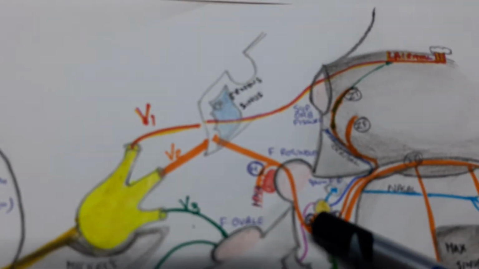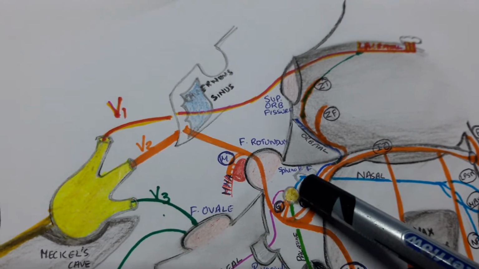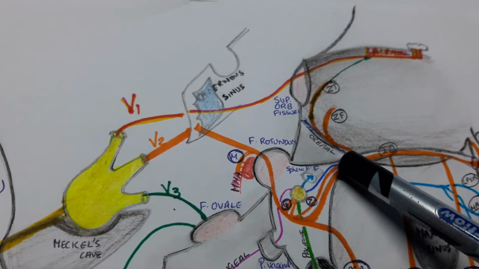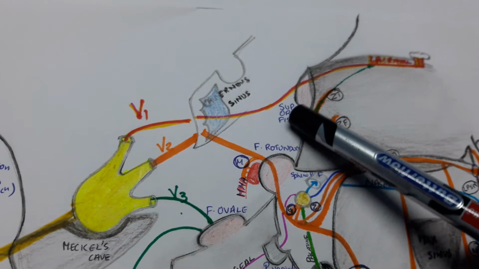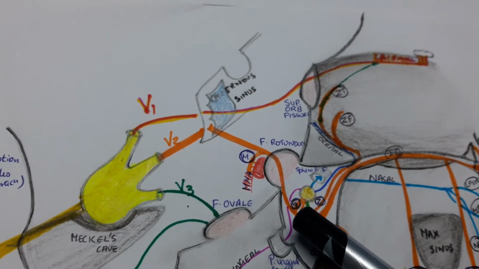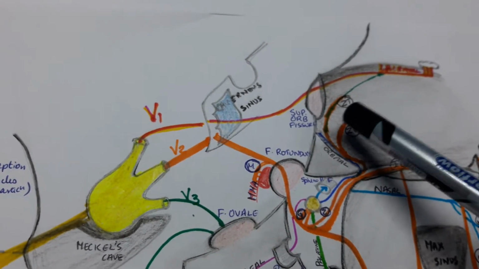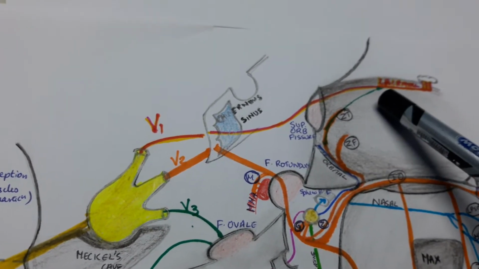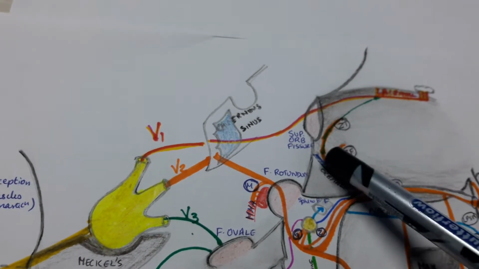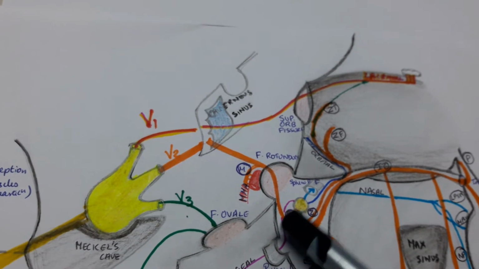So first is the orbital. As you can see here, the orbital branch will enter into the orbital cavity through the inferior orbital fissure and it will supply the periosteum of the orbital wall. Then there is the lacrimal. The postganglionic fibers will communicate to the lacrimal branch of the ophthalmic through the zygomatico-temporal nerve. Then the nasal.